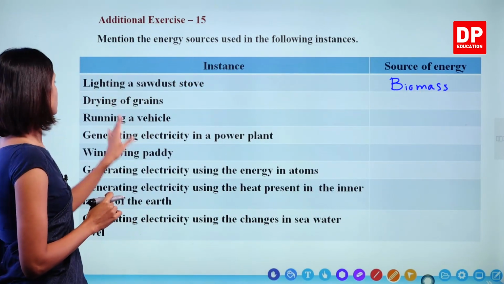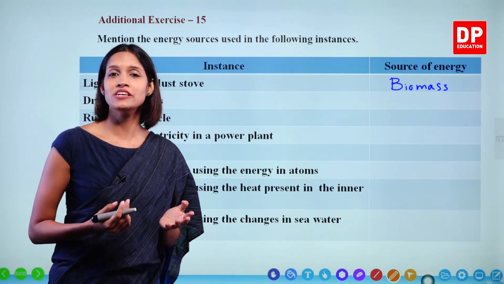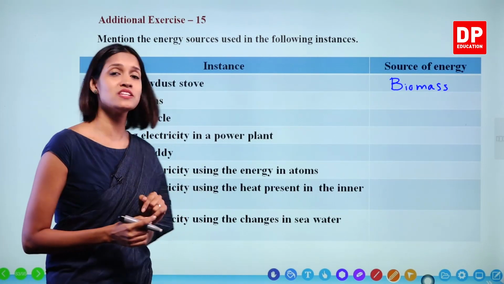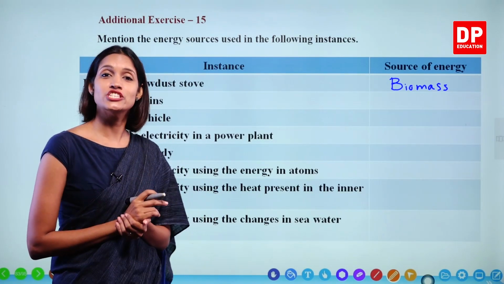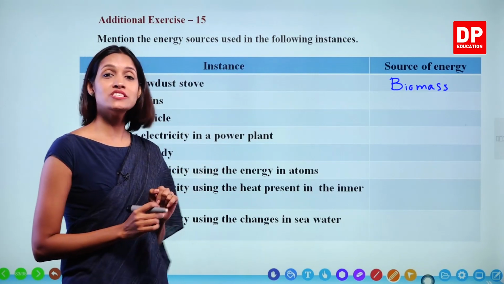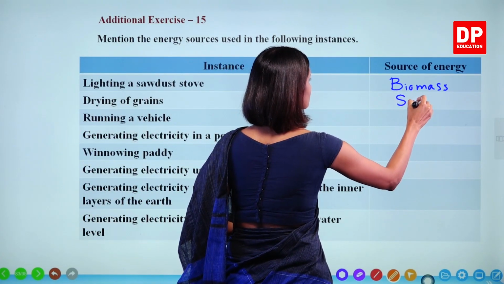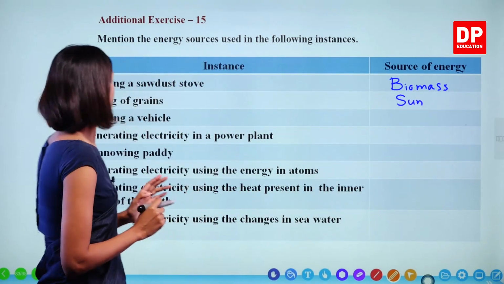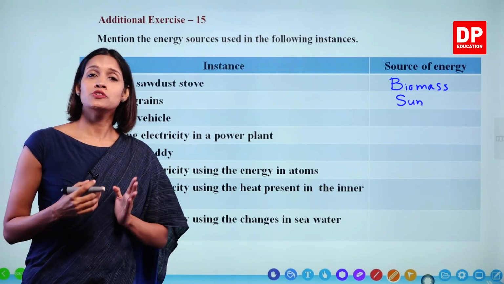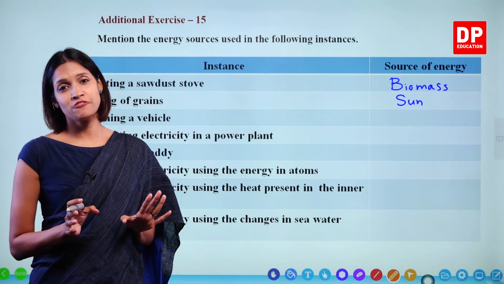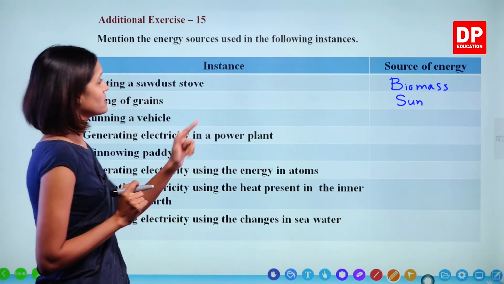Okay? Next one. Drying of grains. In order to dry grains, and not only grains but also clothes, we can use solar energy. So what is the source of energy? Sun. Okay. Next one, running a vehicle. Most of the time, in order to run vehicles, we use fossil fuels, right? Petrol or diesel. So they come under fossil fuels. It's right.